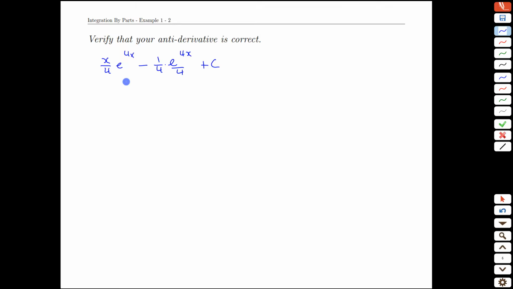So we found this function here was our antiderivative. How do we check? Well, we differentiate it. And we find the derivative of this, and our goal is that this should equal x e to the 4x. That's what we started with in our integration, so we should be able to get back to that through the derivative of this statement here, or this function here. Let's just make sure that's true.